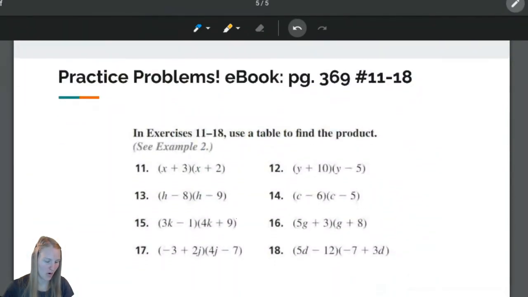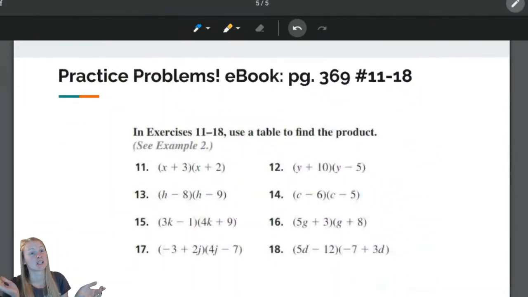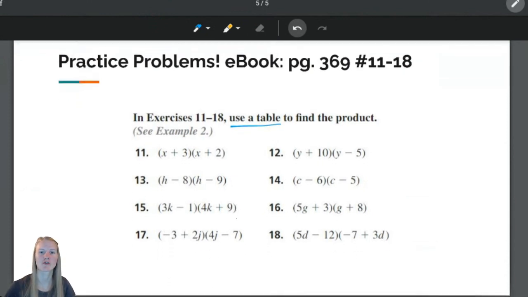If you want more practice, you can never have too much practice, really. These are the problems from the book. Use a table to find the product. And no launch for you because this was just a shorter video, so that is what I have for you.